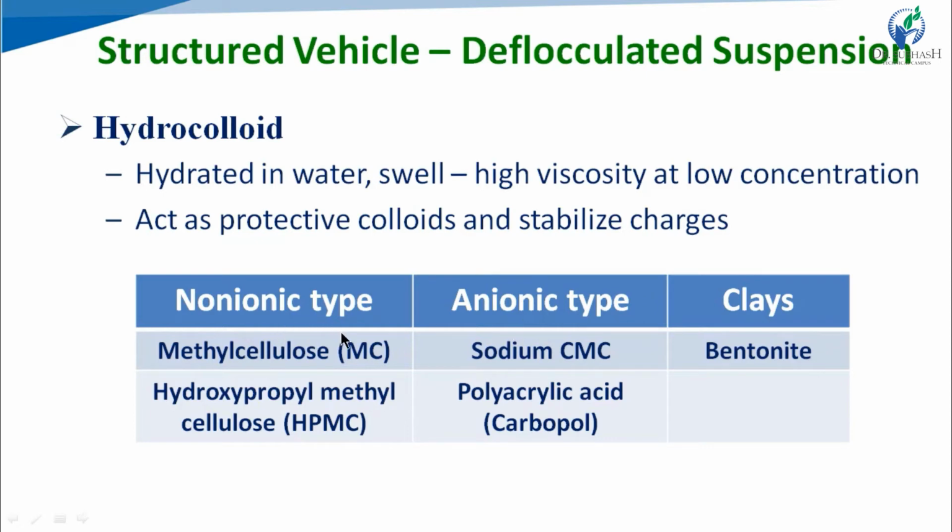For example, among the non-ionic types are methyl cellulose and hydroxypropyl methyl cellulose, and especially this non-ionic type is used for oral preparations. If we are preparing an oral suspension, then a higher concentration of the non-ionic hydrocolloid will be required in our formulation. Then the anionic types are sodium CMC, sodium carboxymethyl cellulose, or polyacrylic acid, that means Carbopol. And the third one is clays. Bentonite is used as a clay hydrocolloid.